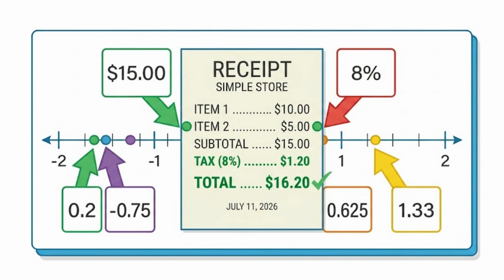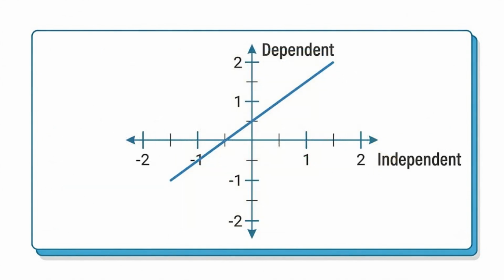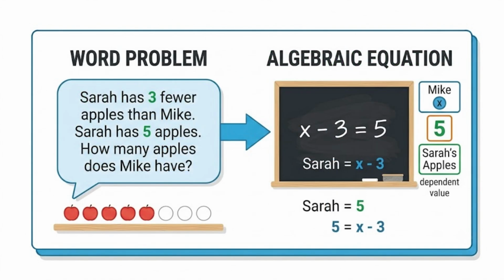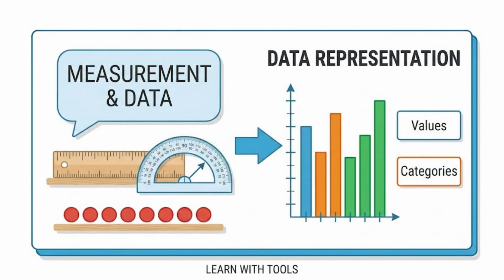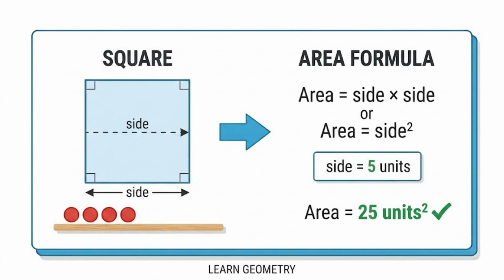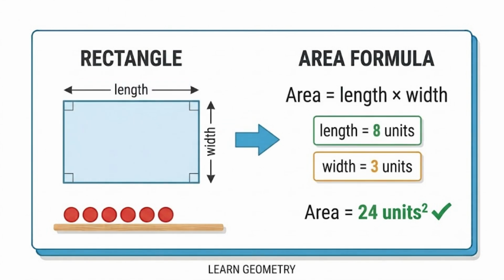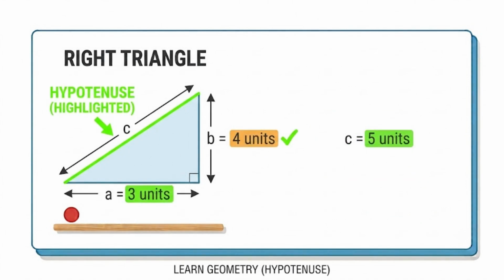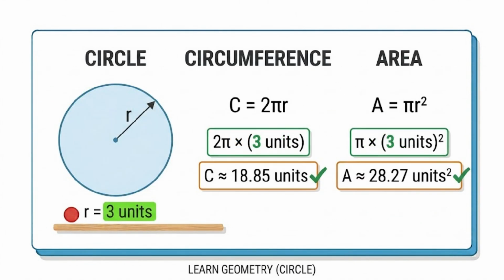Solve simple tax problems. Solve problems using dependent and independent variables. Solve problems involving ratios, proportions, and rates of change. Create an equation that matches a written word problem. Measurement and data. Formula for area of a triangle. Formula for area of a square. Formula for area of a rectangle. Pythagorean theorem. Hypotenuse. Calculate the perimeter of a circle in terms of pi when given the area.